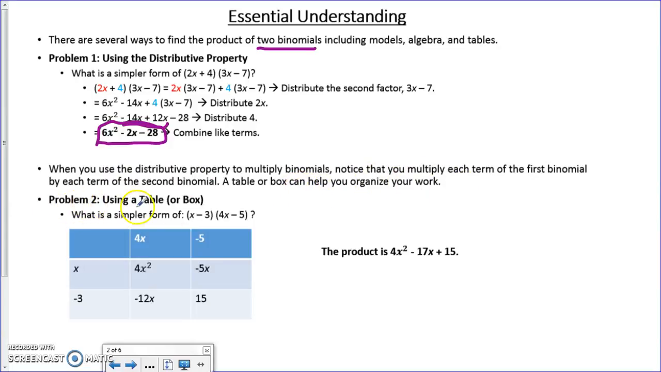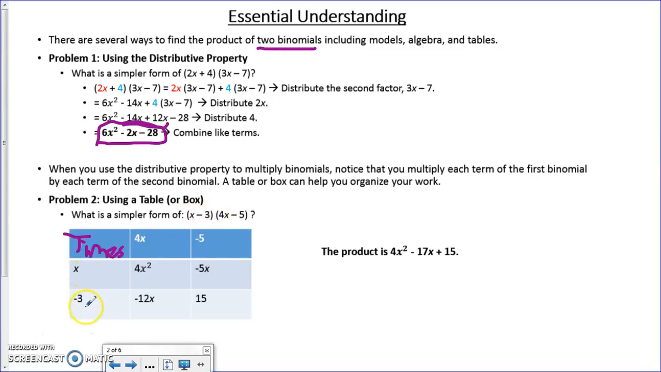In problem 2, we're going to use a table or a box. What is a simpler form of x minus 3 times 4x minus 5? The way you set this up is similar to what you probably saw in 3rd or 4th grade with your multiplication tables. You make a 2 by 2 box and you always leave the upper left-hand corner blank, because that would say times, right? It doesn't matter if you put 4x minus 5 over here or x minus 3 at the top. The first set of parentheses you can put in the top or the bottom.